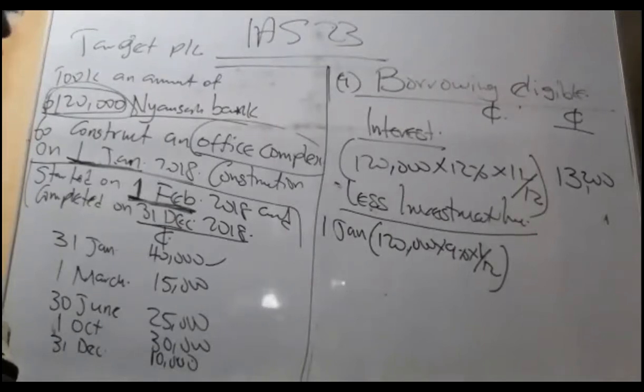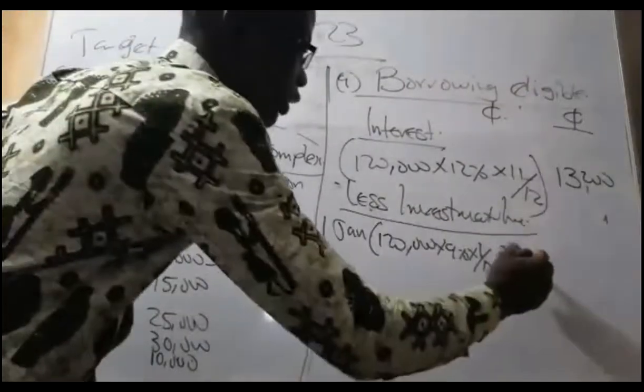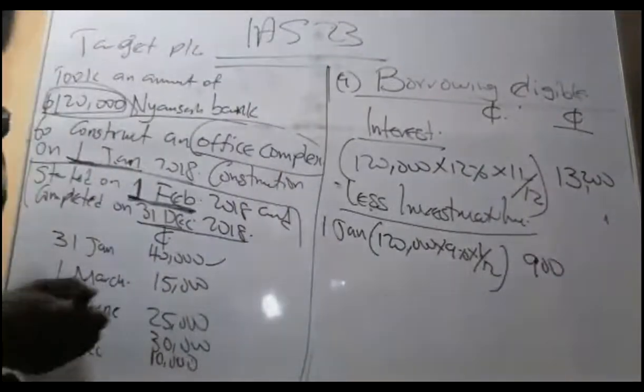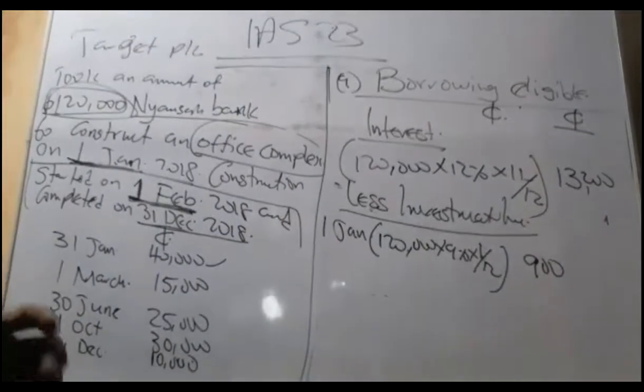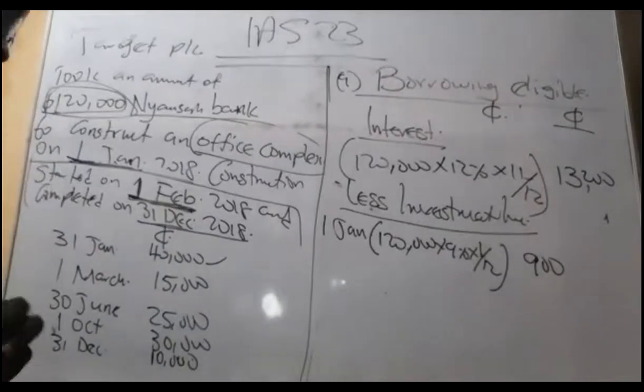12. So that will give us 900. Agreed. Perfect. So I'm going to get interest income of 900. That's perfect. Now what do you do next?